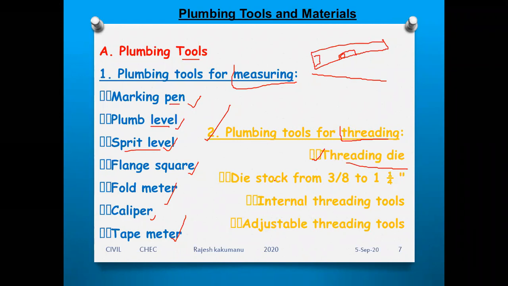It's like this. Next, die stock of 3/8 to 1 1/4 inches. Die stock, this one. The threading dies come in different diameters. Next, internal threading tools and adjustable threading tools.